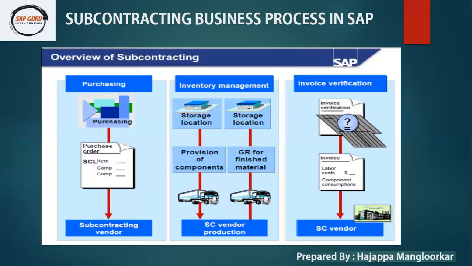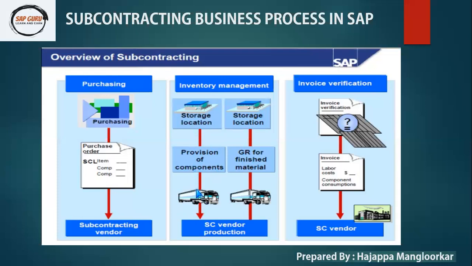The PO is like subcontracting, where we are going to supply the components to the vendor. Before raising the PO, we'll see how we are going to provision the components to the vendor from store locations. This is just shown like multiple store locations are there. Here we are doing provision of components to the subcontracting vendor for production, and here is the store location where we do the GR for finished material.